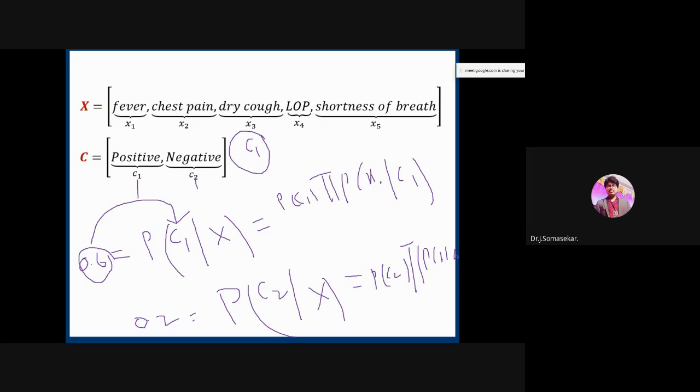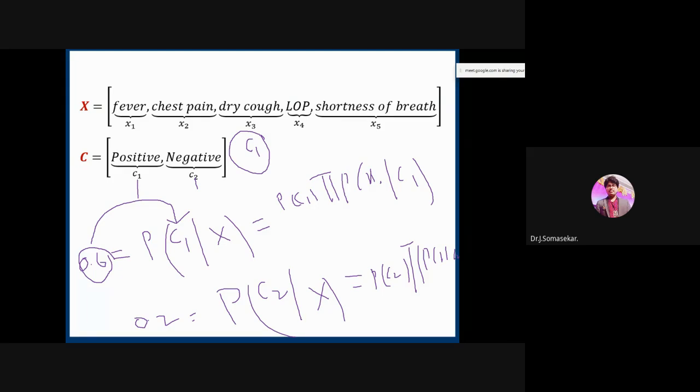So this is the basic idea. We have to calculate the probability for each class using Bayes theorem, and after that we look for the maximum probability. After that we look for the argmax, that means the class corresponding to the maximum probability, and that is the final classification.